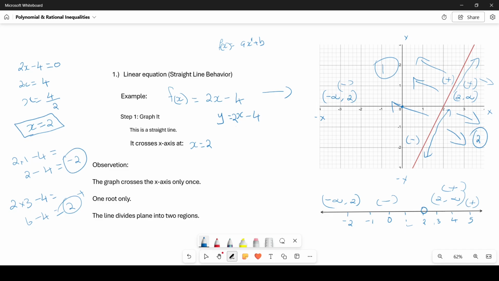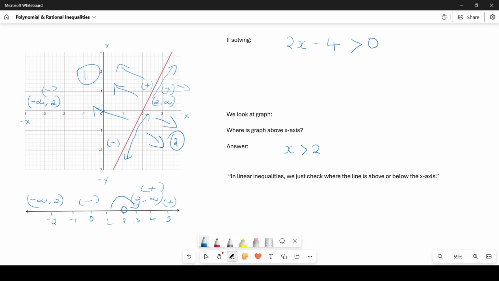What will be the behavior of this expression? That means, is the expression giving a negative value or a positive value? From this crucial point, the entire expression changes its sign from negative to positive. So this 2 is the crucial point. Now we are going to solve a linear inequality. With the same linear equation, we make a linear inequality expression here.